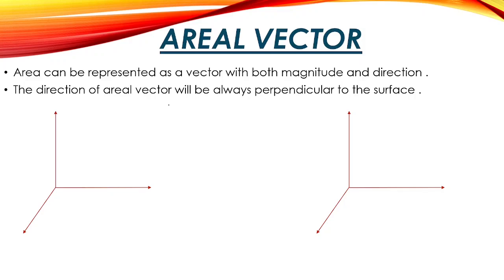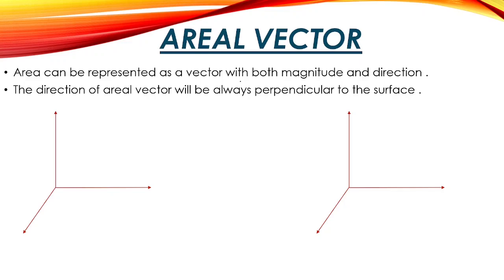But what if I tell you area is a vector quantity? What, ma'am, are you making fun of us? No, actually area is a vector. So from now onwards, if anyone asks you whether area is a vector or a scalar, you should tell them that area is a vector quantity.